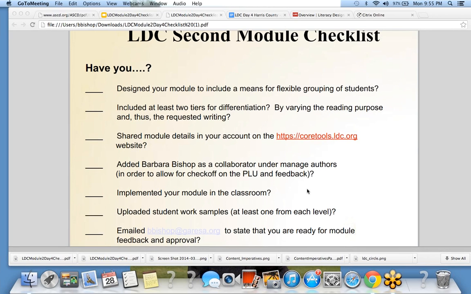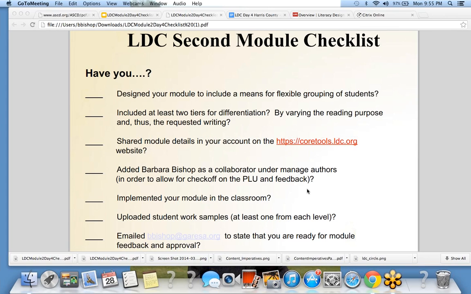And then here, this last step is just a reminder that I will need for you to let me know when you are finished. And when you are finished, I will go in, I'll provide some feedback. I will share your name at your school and system level as someone who has successfully completed the LDC initiative and therefore ready for the PLU and all the praise and thanks that goes with it. But this is our checklist.